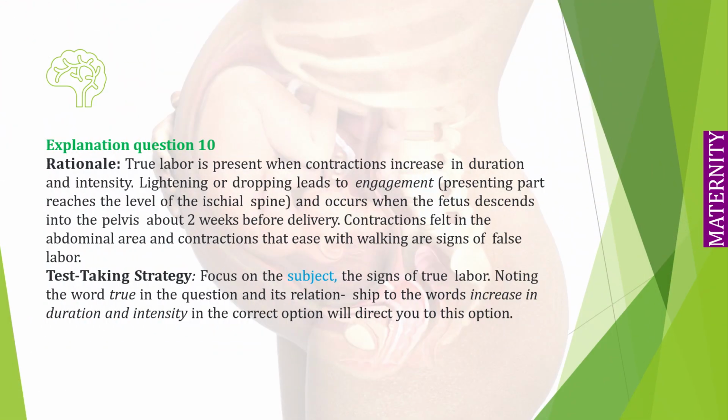Explanation Question 10. Rationale. True labor is present when contractions increase in duration and intensity. Lightening or dropping leads to engagement. The presenting part reaches the level of the ischial spine and occurs when the fetus descends into the pelvis about 2 weeks before delivery. Contractions felt in the abdominal area and contractions that ease with walking are signs of false labor.